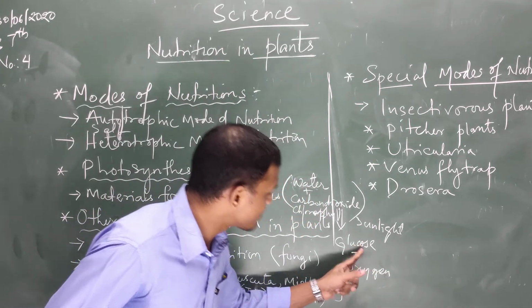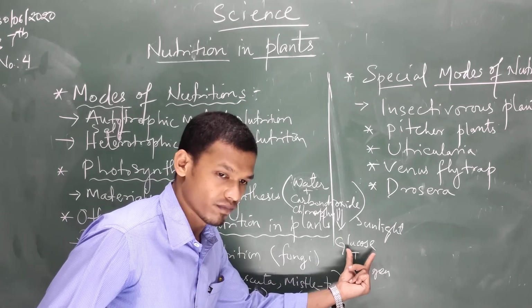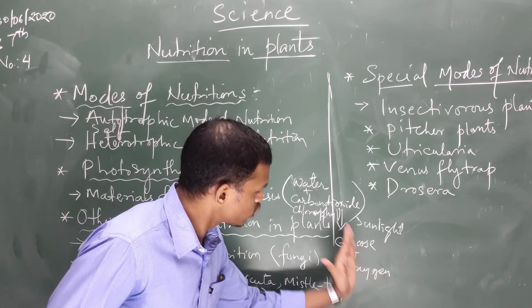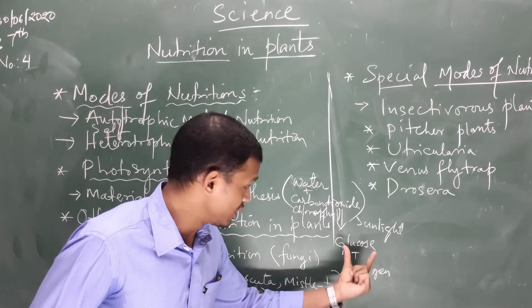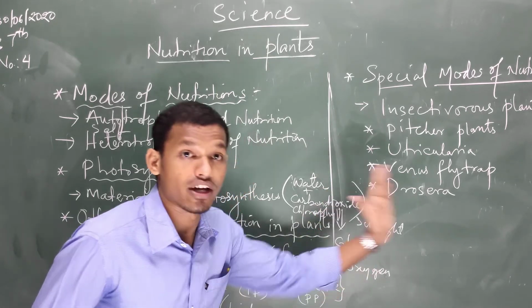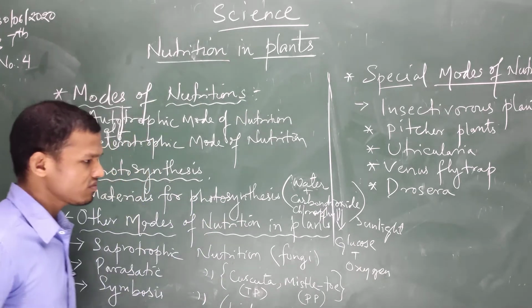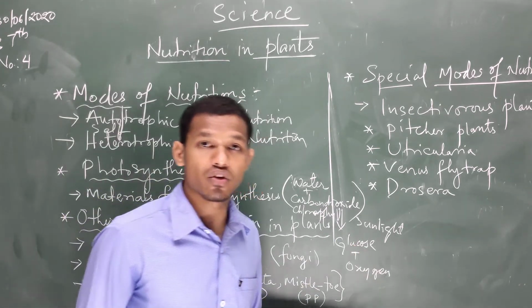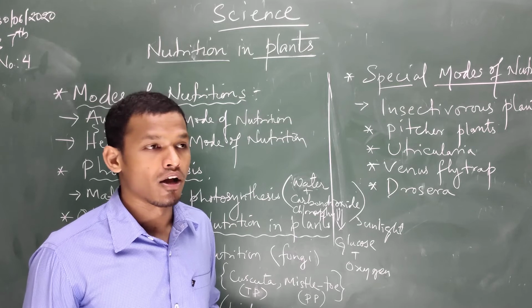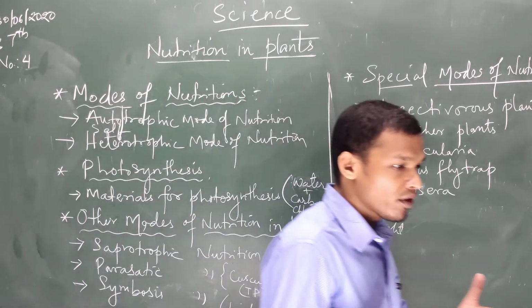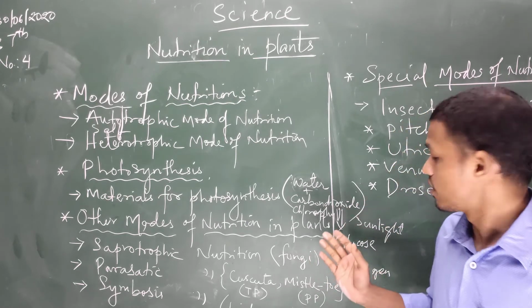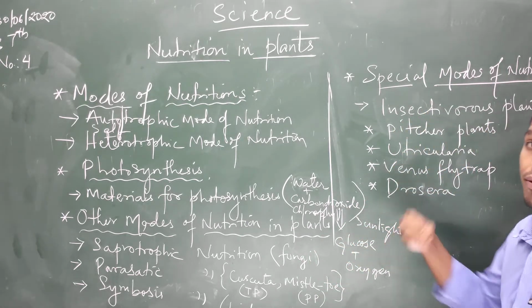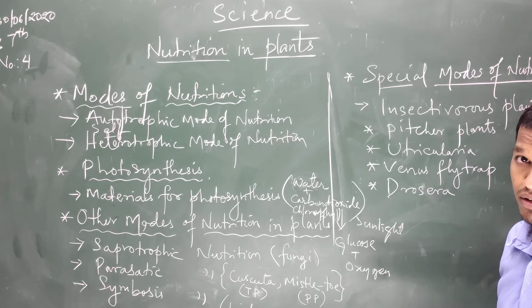Glucose is utilized by the plant as food. We can also say carbohydrate. This glucose or carbohydrate is stored in the form of starch. Where is it stored? In the leaf. When the plant requires some food, this carbohydrate is provided across the plant.